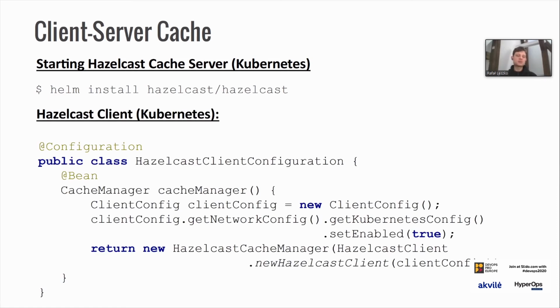This is how the client would look like. Again, let's stick to Spring. So this is the configuration. You may see this get Kubernetes config set enable true. These two lines mean use the Kubernetes plugin for discovery and automatically discover my server.